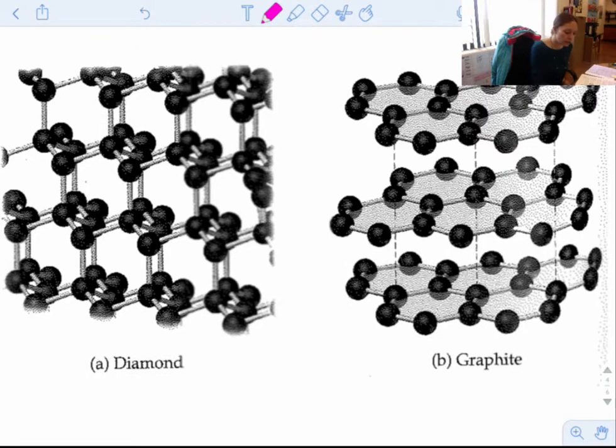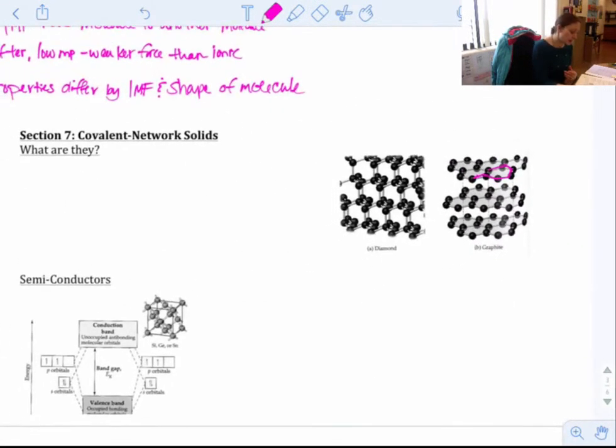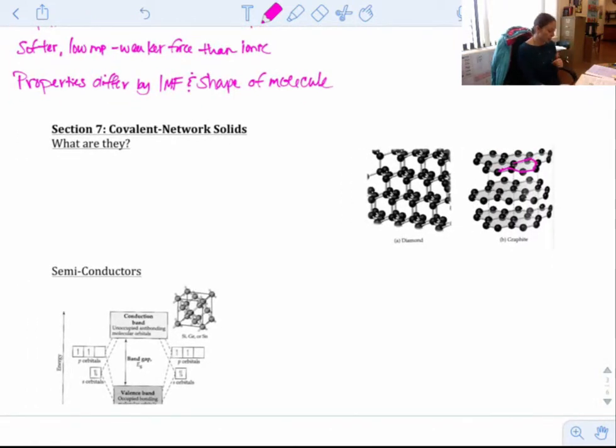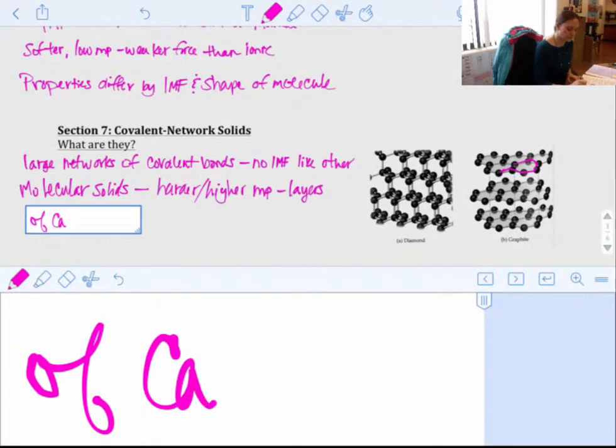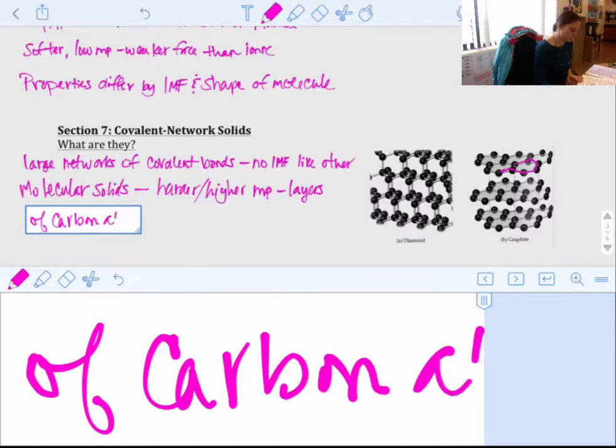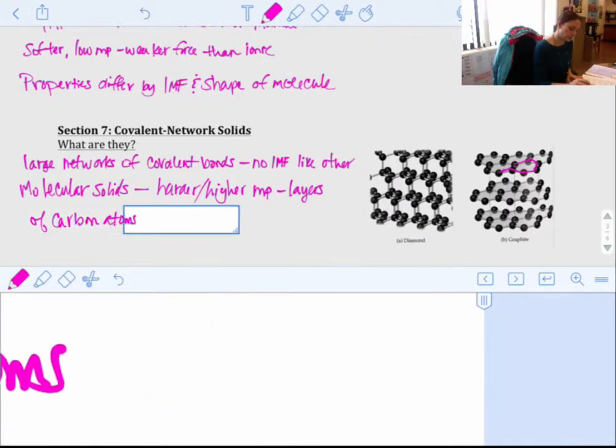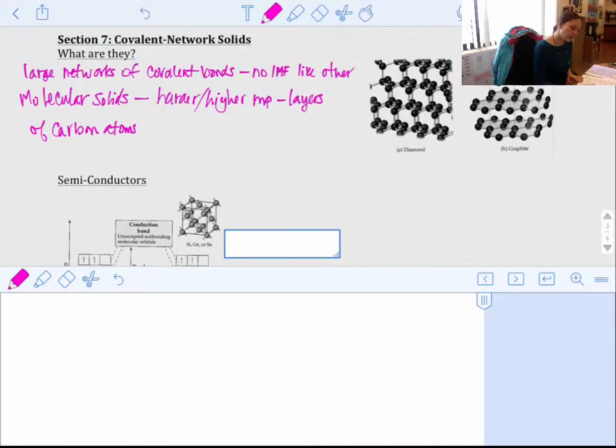You see all of these covalent bonds from one thing to the other. There's no intermolecular force, they're all bonded together. All of these bonds together make them much stronger, which makes their melting points much higher and makes them much harder compounds. Diamond is one of them, like I said a second ago, and they're dealing with layers of all of these atoms. Okay, so that's kind of what they are.